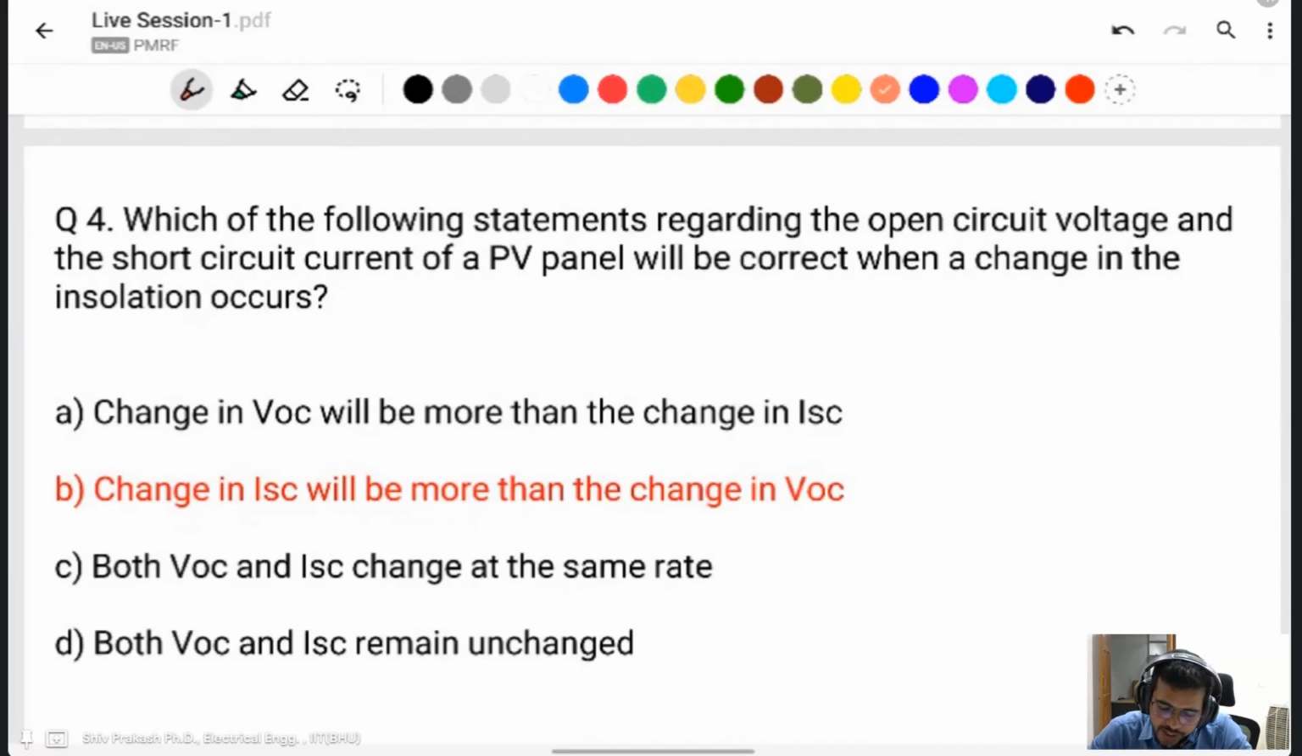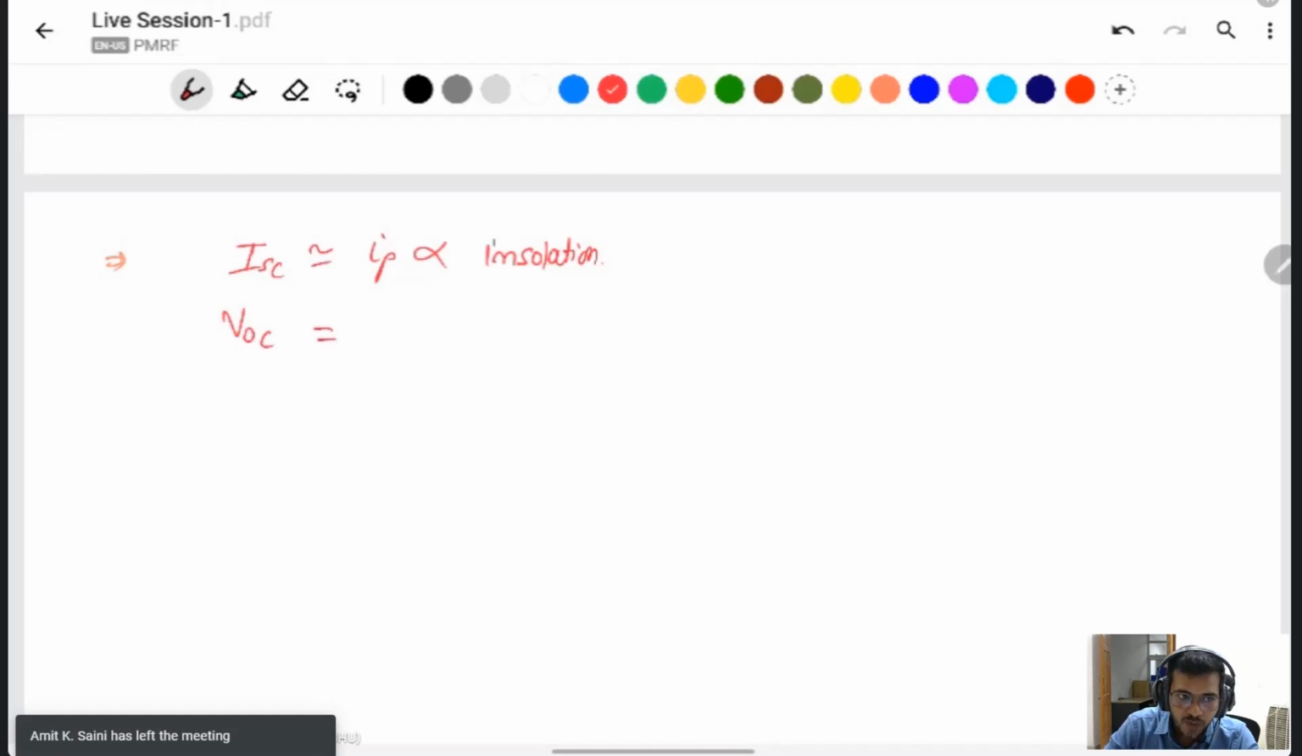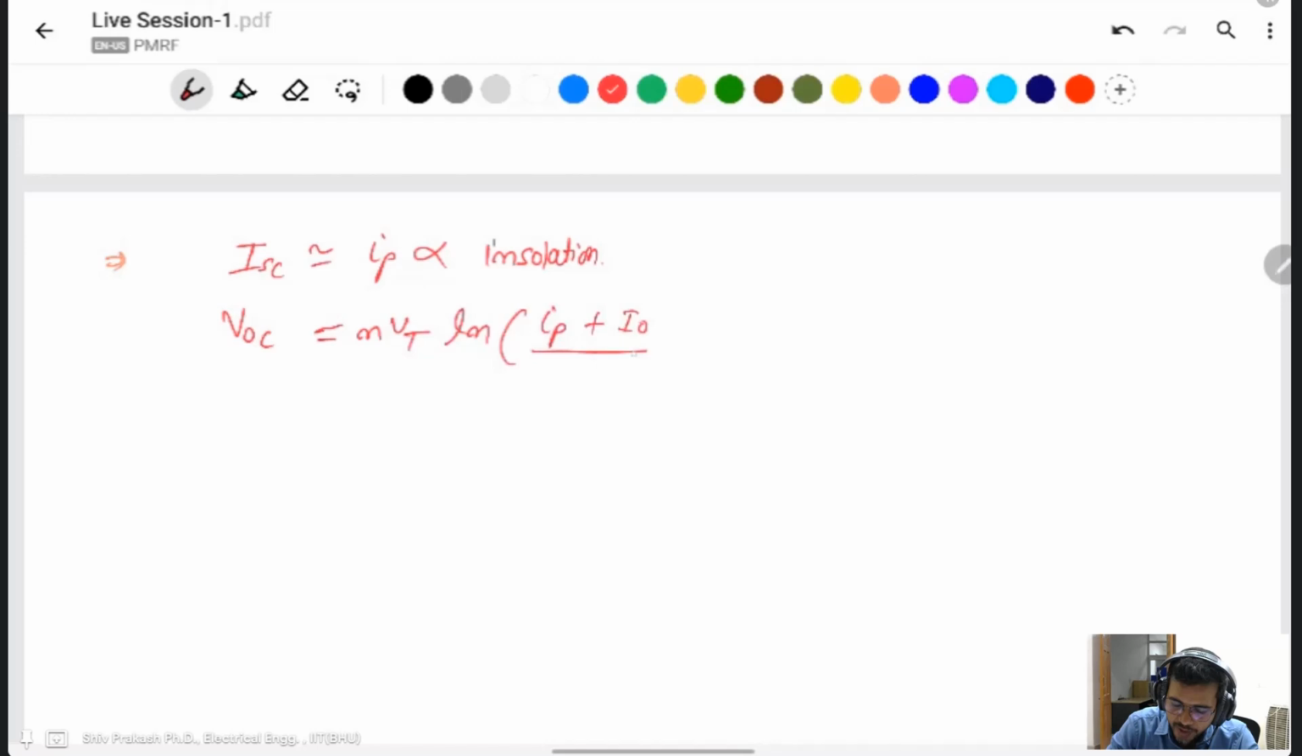Which of the following statements regarding the open circuit voltage and short circuit current of a PV panel is correct when a change in insulation occurs? I have already told you the short circuit current is approximately the same as IP. Photovoltaic current is directly proportional to the insulation. But open circuit voltage is approximately, IP plus I naught divided by I naught.